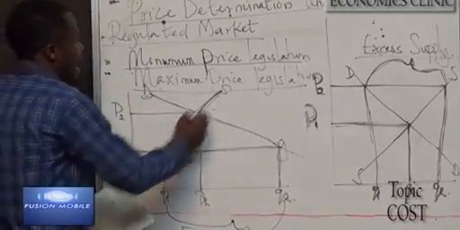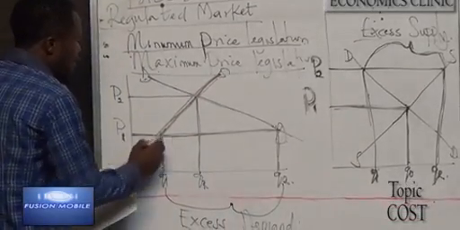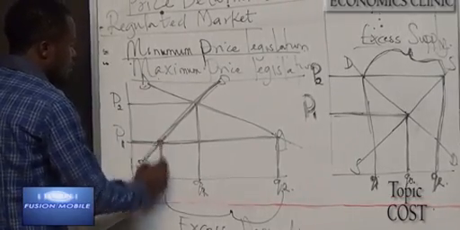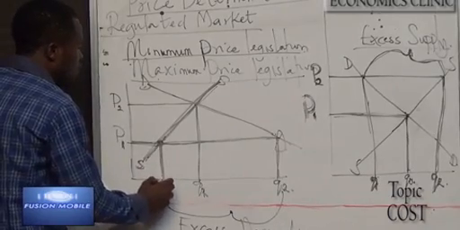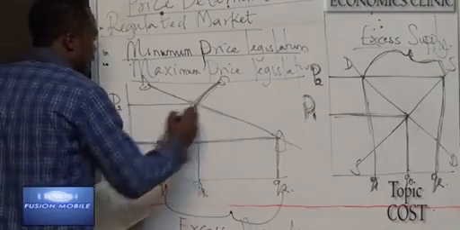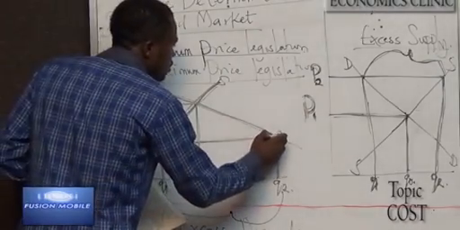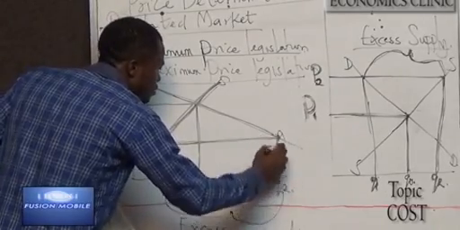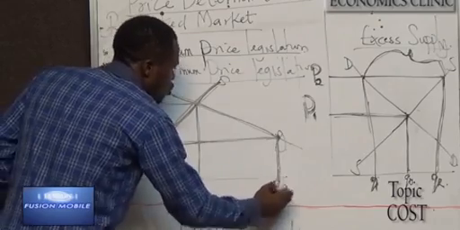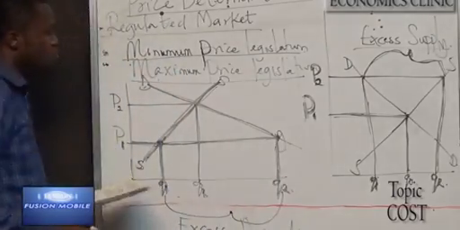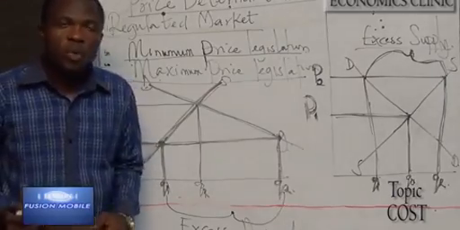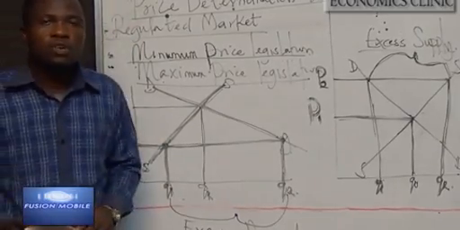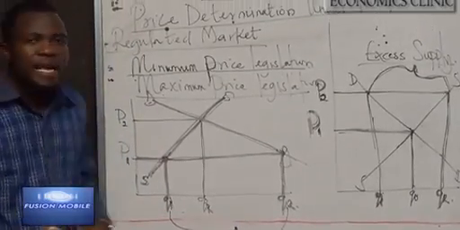Why? Because at P1 here, at this location here, quantity supplied was Q1, and at D here, quantity demanded was Q2, which is more than Q1. So with this, we have come to the end of price determination under a regulated market.